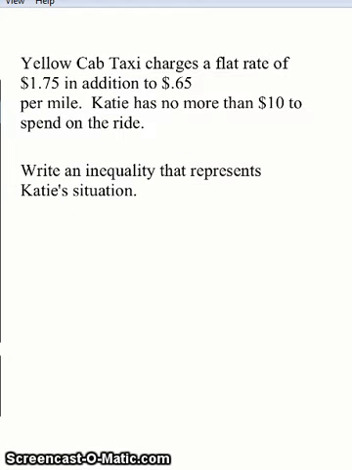Okay, in this one we have the yellow cab taxi company, and if you've not done this problem, I want you to try it on your own first and then check back with me and make sure you did it correctly, or if you get stuck, you can check back.